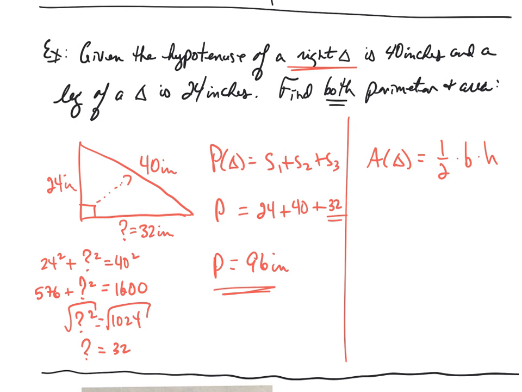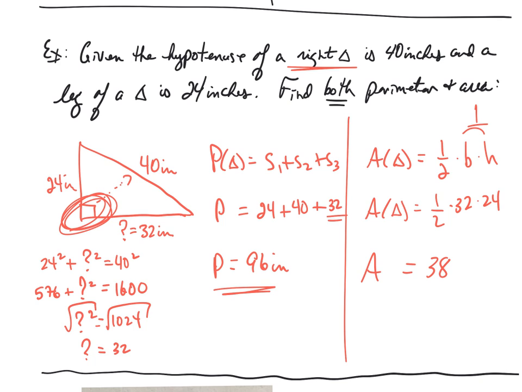Okay, and then the area is going to be 1/2 times the base times the height. But remember, these two have to be perpendicular to each other. So where's the right angle? And then the two sides that are perpendicular to each other are the base and height. So the area then of the triangle is 1/2 times 32 times 24. So we get, as a result, 384.